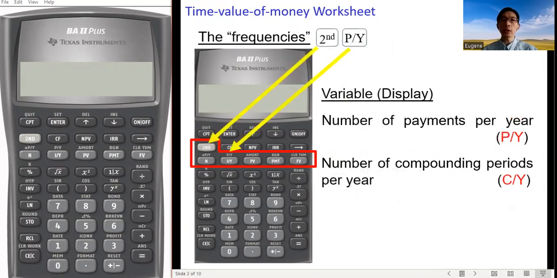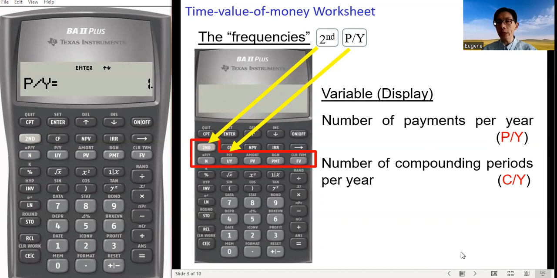We will still use the frequency worksheet to input the frequencies. PY denotes the number of annuity payments per year. And CY denotes the number of compounding periods per year. To activate the frequency worksheet, we press the second key and then PY. PY is the second function of the IY button.